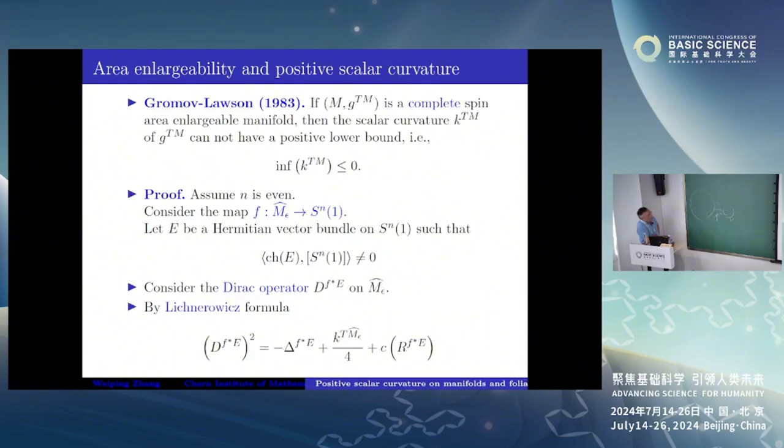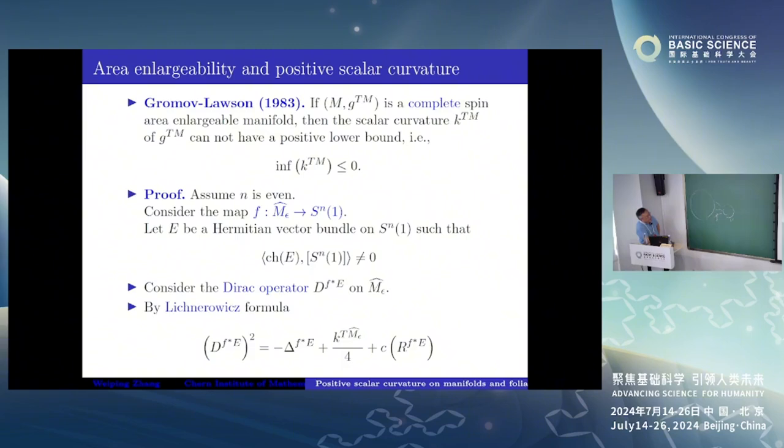We recall that the area enlargeable condition means that for any epsilon there is a map from the covering space to the standard unit sphere. On the unit sphere, we simply assume n is even. Then there is a Hermitian vector bundle E such that the Chern character of E is non-zero when evaluated on the sphere. Then we pull back this bundle using this map to the covering space.